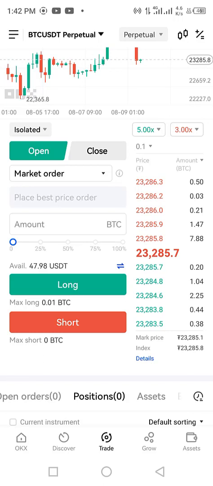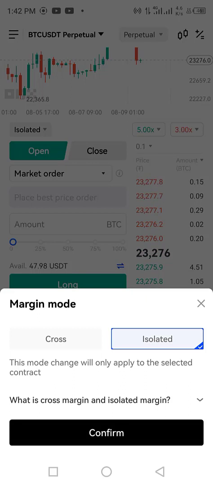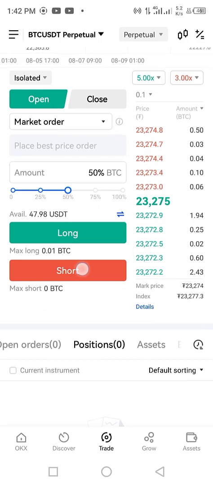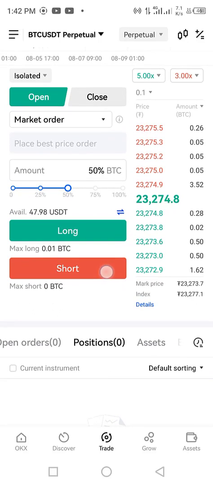Remember, you might have chosen isolated margin mode at this very area, and your leverage should be between 1x to 10x. I use market order and I want to use 50% of my entire balance here, and I have to go back down and click on this short position. Once I click short position, like I said earlier, what it means is I am saying the market is going to drop, and if the market drops, I will be in profit. If the market goes up against me, I will be in loss. So I'll click on short right at this very area.